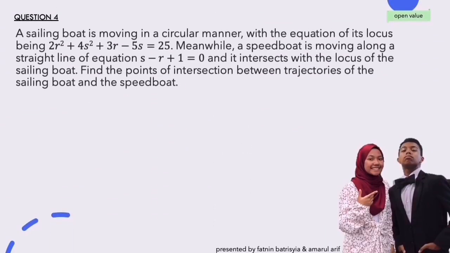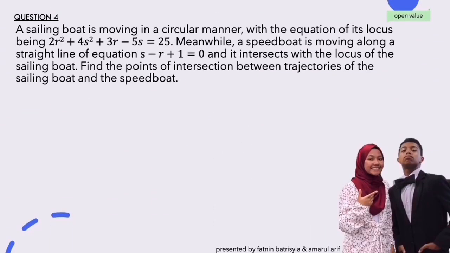Question 4. A sailing boat is moving in a circular manner with the equation of its locus being 2r squared plus 4s squared plus 3r minus 5s equal to 25. Meanwhile, a speedboat is moving along a straight line of equation s minus r plus 1 equal to 0, and it intersects with the locus of the sailing boat. Find the points of intersection between the trajectories of the sailing boat and the speedboat.